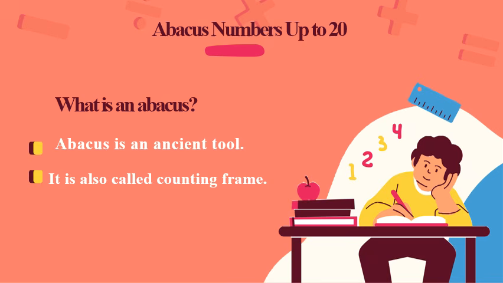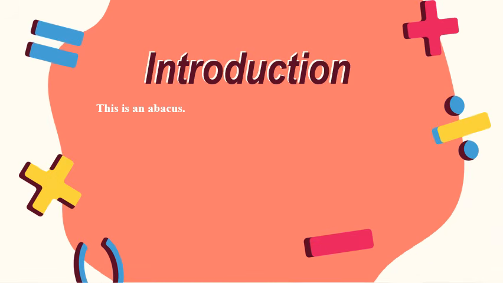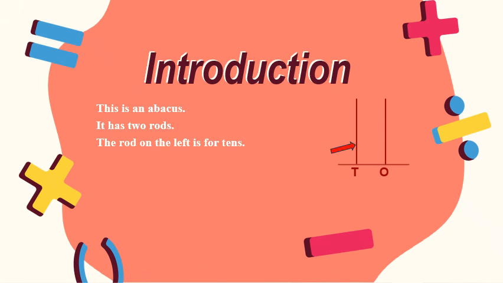First, we need to know what is an abacus. Abacus is an ancient tool. It is also called counting frame. Here you can see an abacus. It has two rods. The rod on the left side is for tens. This one is for tens. And the other rod on the right side is for ones. This rod is for ones.